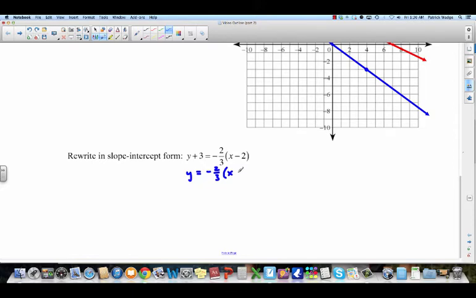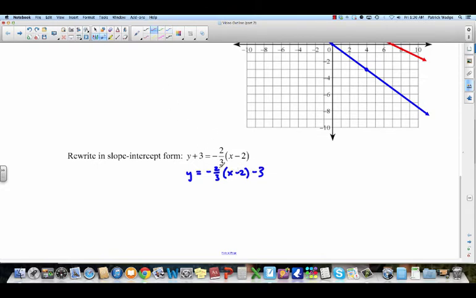Sorry, 2/3 x minus 2. And when the +3 comes over, it becomes -3. Now, does that look like slope-intercept form? Not really. We want y equals mx plus b. Like, this is no good. We have to get rid of this bracket here. So how are we going to do that?